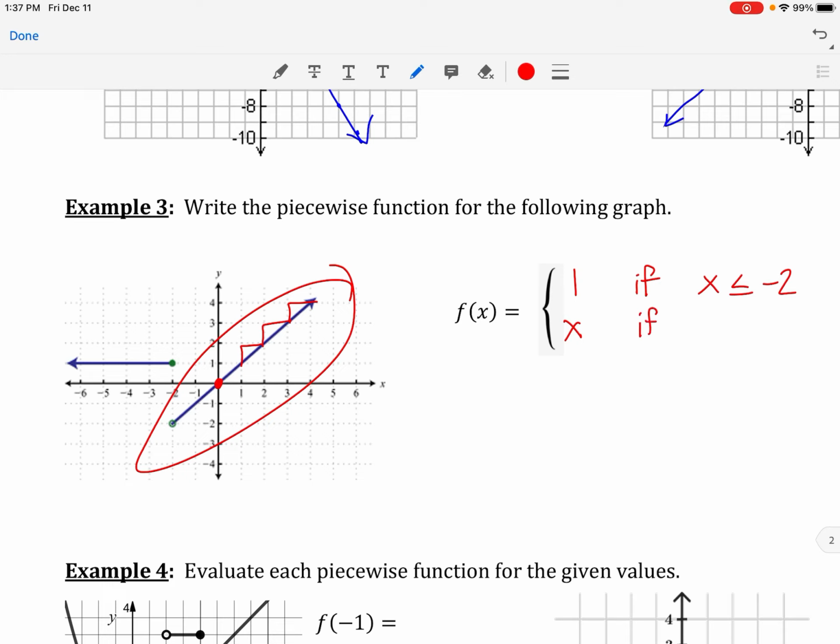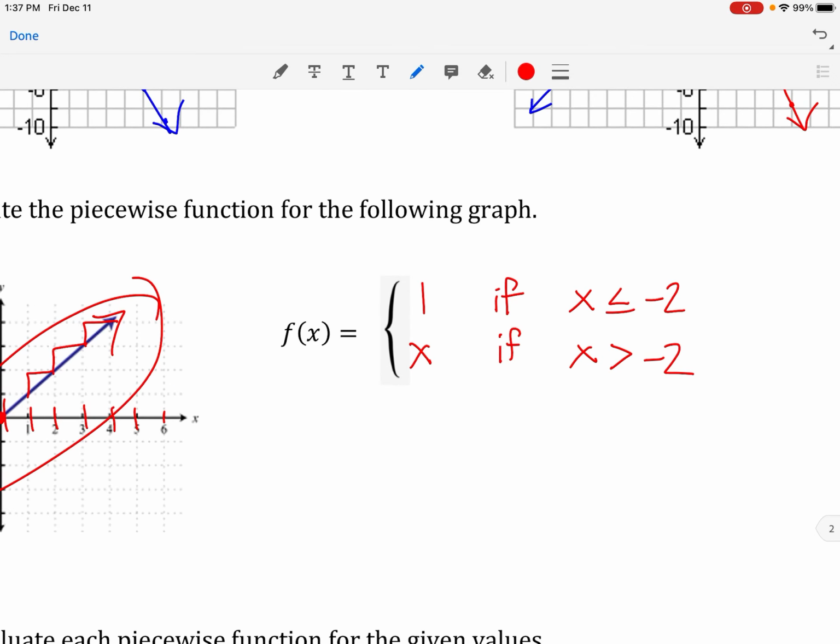Again, we have to decide what x values this is for. So it looks like -2 is our lowest x value, and then it keeps going. This arrow says it keeps going to the right. So this time it's going to be greater than -2 because it is an open circle, so no equal to part in that. And there's our equation.